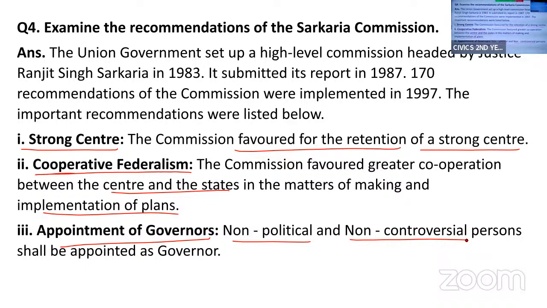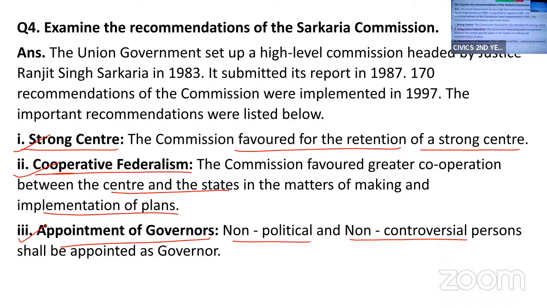Okay. What are the 3 points we have discussed just now? The commission suggested strong center. It suggested cooperative federalism. That means there should be greater cooperation between the center and the states for the implementation of policies and programs. Then appointment of the governor.